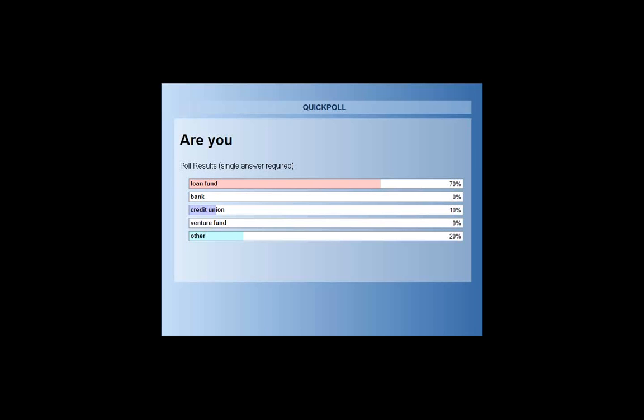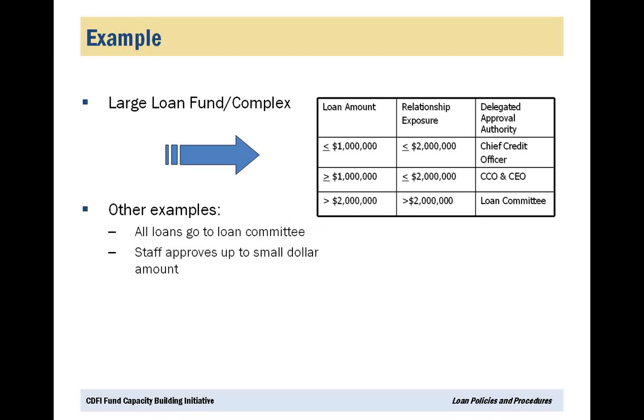And our poll is closed, by the way, and we'll show those results in a few minutes. As you go down this chart, for example, if it's over $1 million but the relationship exposure is under $2 million, then it's the chief credit officer and the CEO together. And if it's loan amounts over $2 million, then it goes to their loan committee. So that gives you an example of the different kinds of matrices that can be developed.